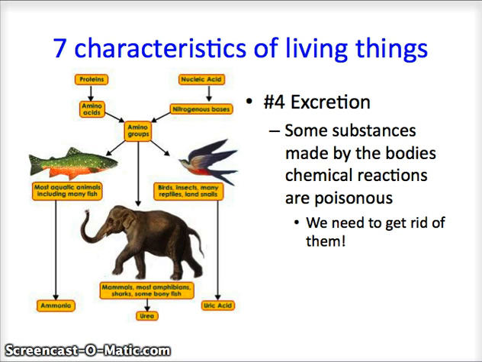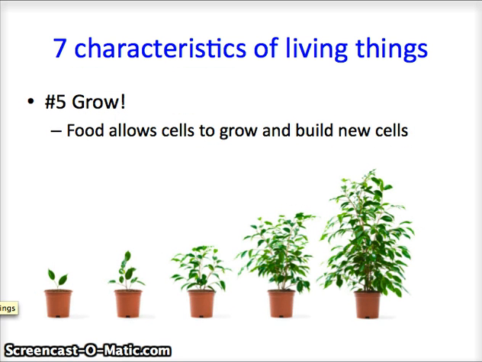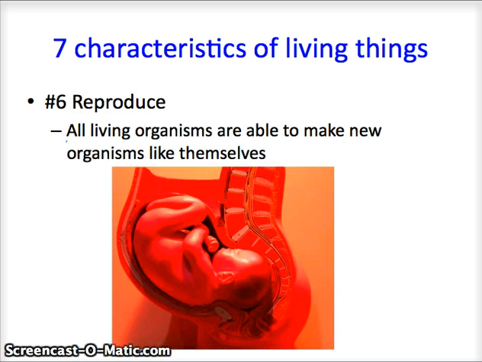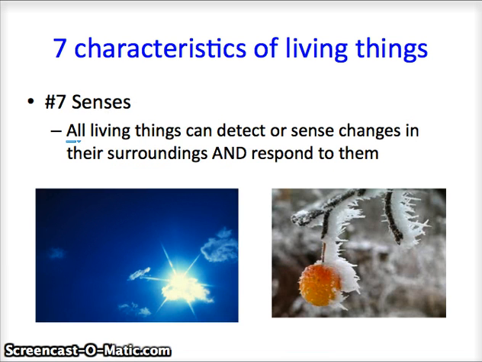Humans get rid of it through urea. Number 5, growth. All living things grow, even single-celled organisms. Number 6, reproduction. We've got to keep our species staying strong and continuing on. And number 7 was senses. All right, so we should all have those 7 steps memorized now. Those are going to pop up again at the end of your test. Make sure you got them all. Make sure you got it down in your notes. You got it memorized in your head as well.